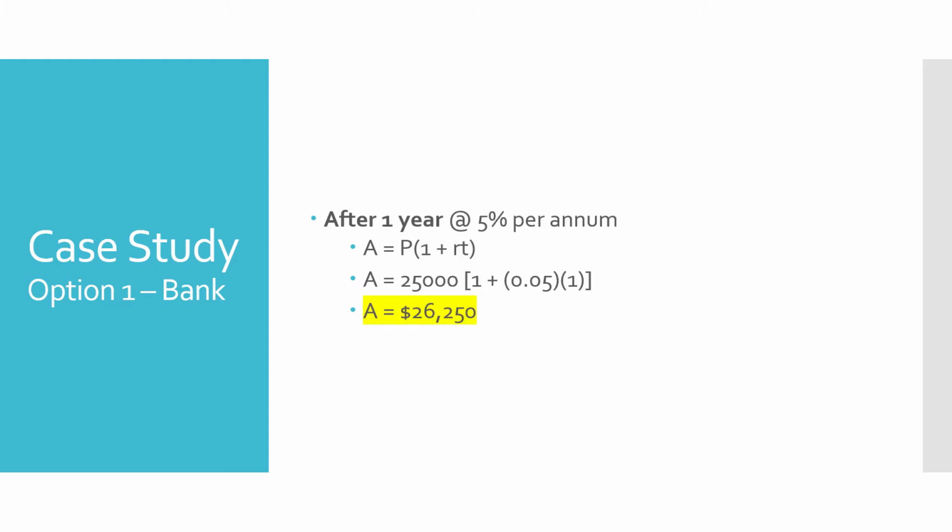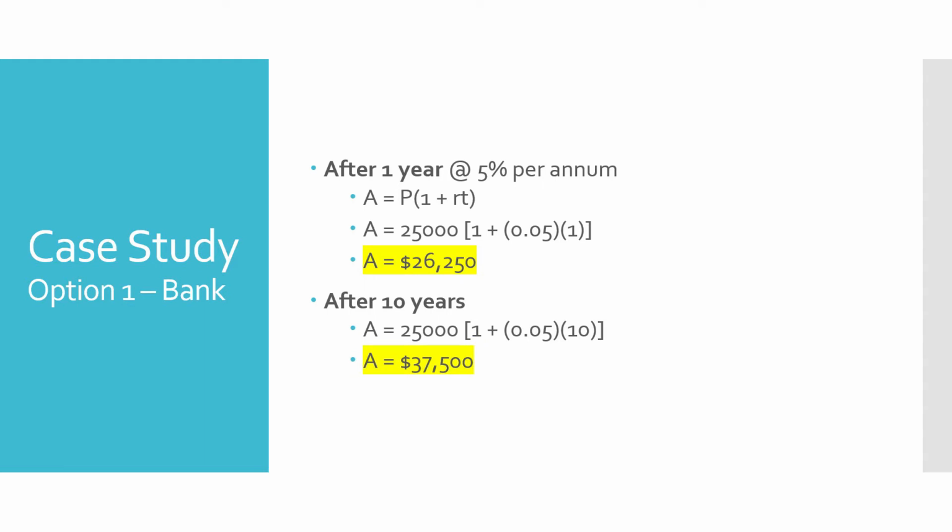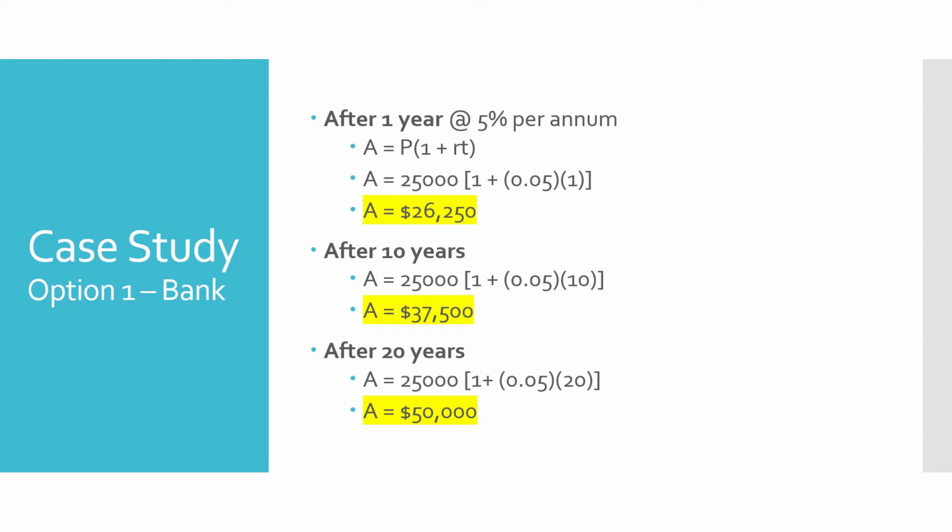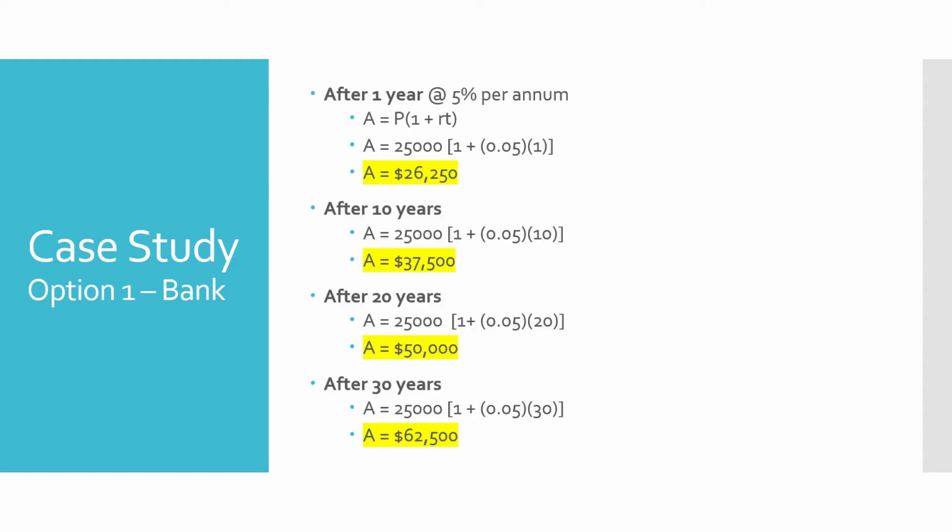After 1 year of investing his money at the bank, receiving 5% per year, John's total investment amount will be worth $26,250. After 10 years, John's total investment will be worth $37,500. After 20 years, it will be $50,000. And finally, after 30 years, his total investment will be worth $62,500.